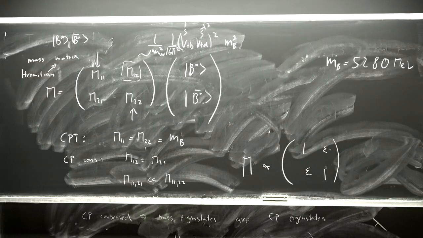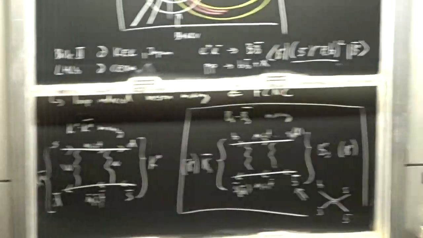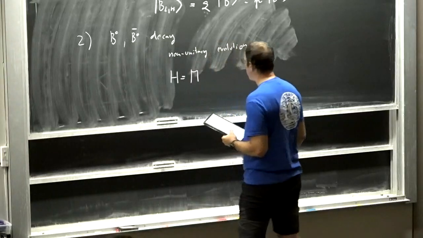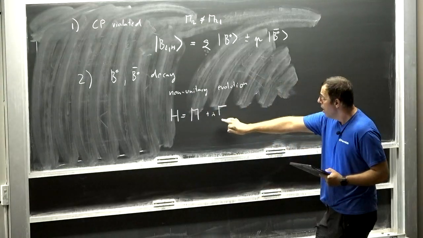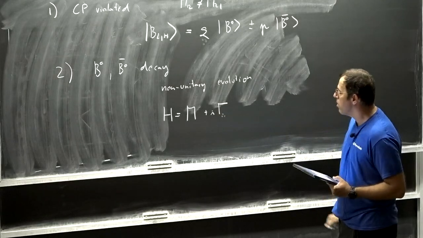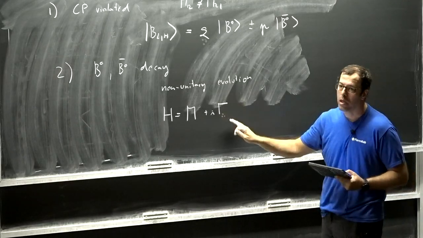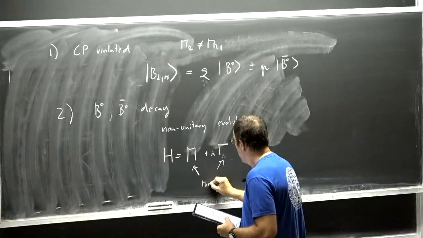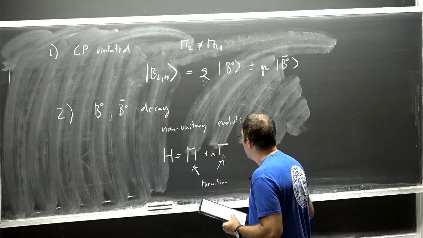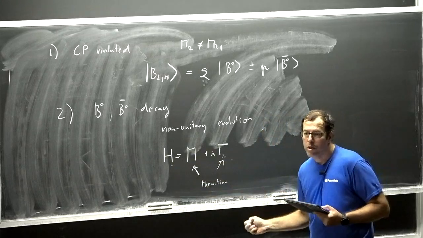So we have a non-unitary evolution. Okay, so it's described by a non-Hermitian matrix. So the Hamiltonian used to be just this mass matrix. Now I have some i times gamma. Gamma is also a Hermitian matrix. This describes the decays. So these are both Hermitian. But the Hamiltonian is not Hermitian.